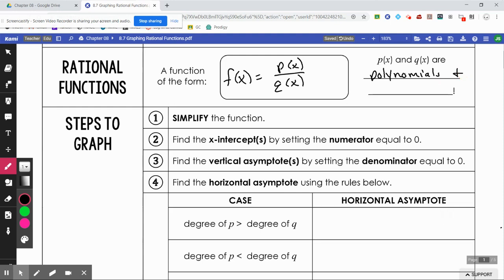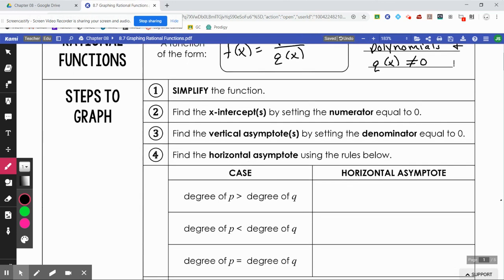And here's the most important part. Q of x will never be 0, and we know we can't divide by 0, and that's the reason why. So here are the steps to graphing these things. Step number 1, we're going to simplify the function. These steps can be done in different orders, but we'll go over them because they're all important. Just know that you don't have to do them in this exact order.